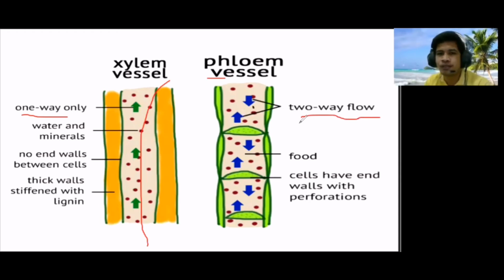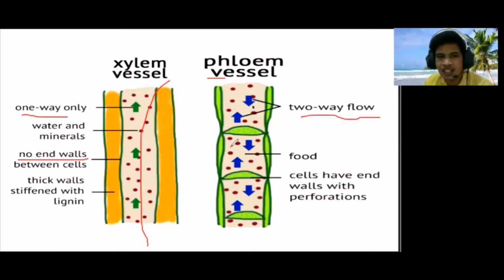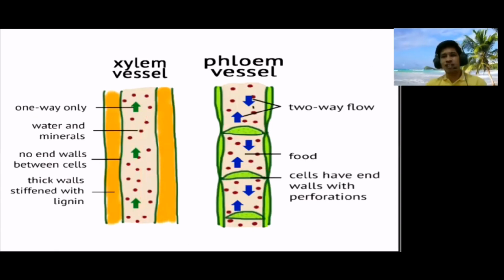Phloem, food. Next, no end walls, right? No end walls. Between cells, it's just a straight one. But in here, there are end walls between cells. Okay, we call this end walls. Xylem, no end walls. Phloem, end walls. So that's the difference between xylem and phloem.